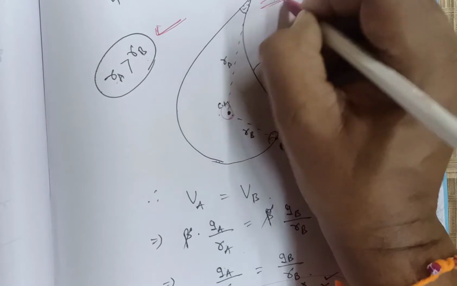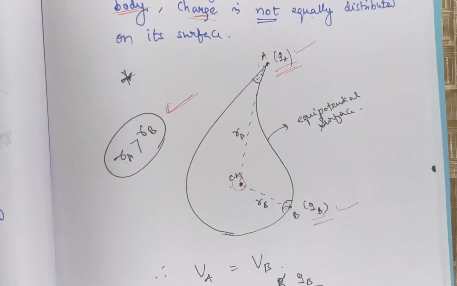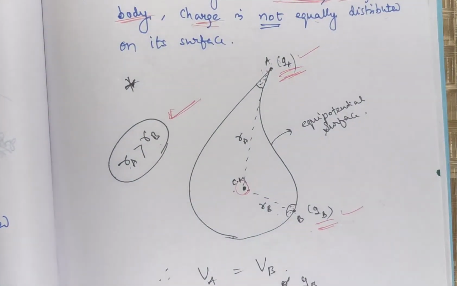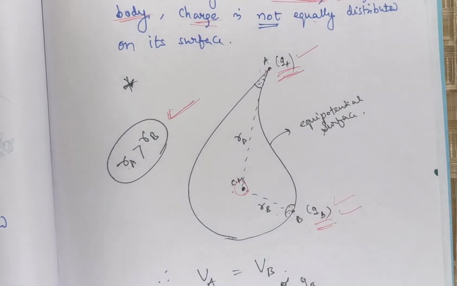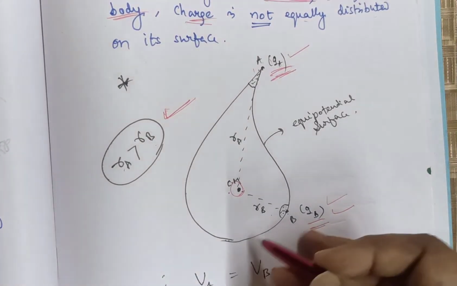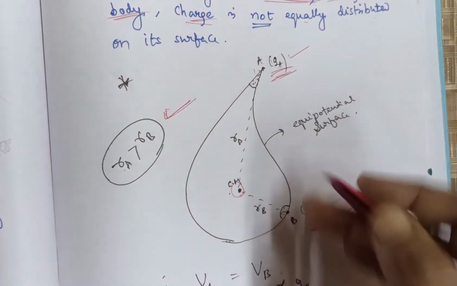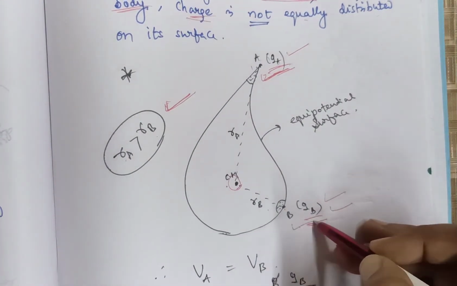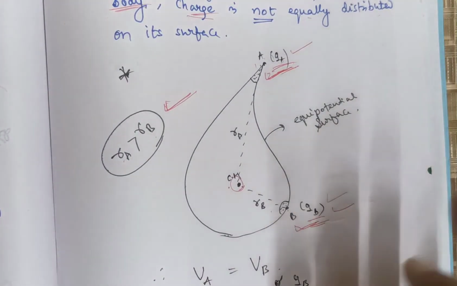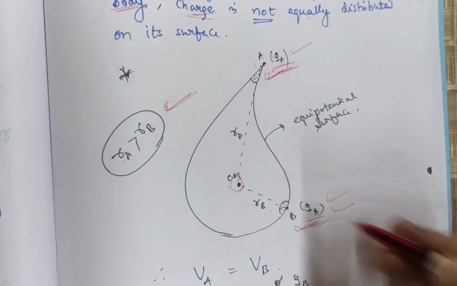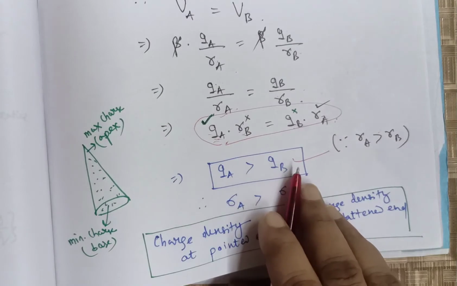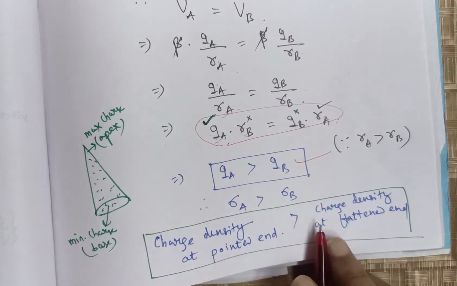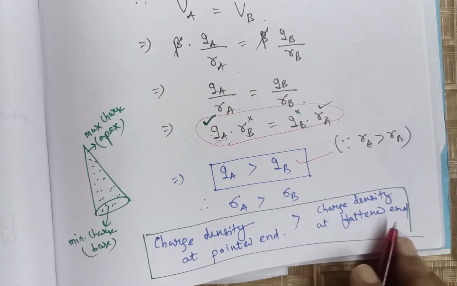You see the figure, QA is greater than QB. That means the surface charge density at A must be greater than the surface charge density at B. That means for an unsymmetric charged body, the surface charge density is maximum at the pointed end and minimum at the flattened end. You see the figure? Here QA is greater than QB, that means sigma A is greater than sigma B. That means the surface charge density at the pointed end must be greater than at the flattened end.